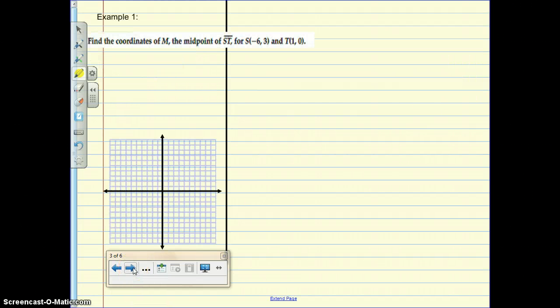So find the coordinates of M, the midpoint of ST, when we know that the endpoints are negative 6, 3 and 1, 0. Okay, so the idea here again is just that I first like to label the point as x, y, and then your job is just to add up the x's. So for the first part, we're just adding up the x's, and to find the midpoint, we divide by 2. So add them up, divide by 2.